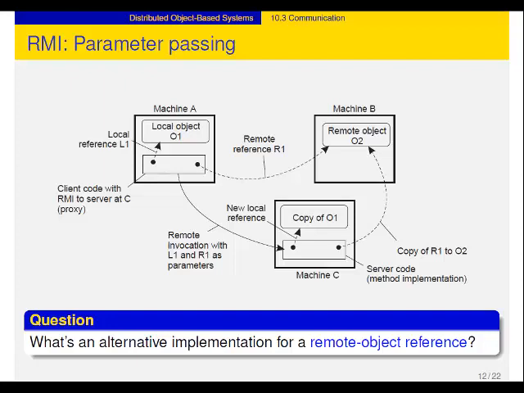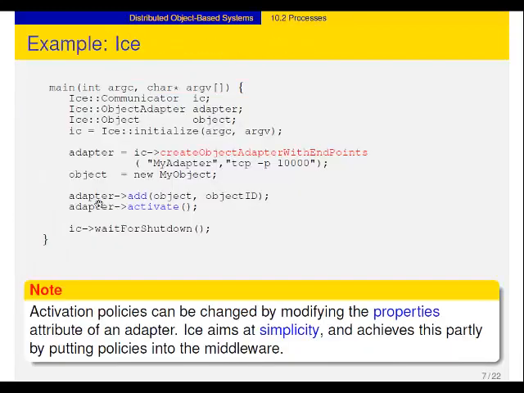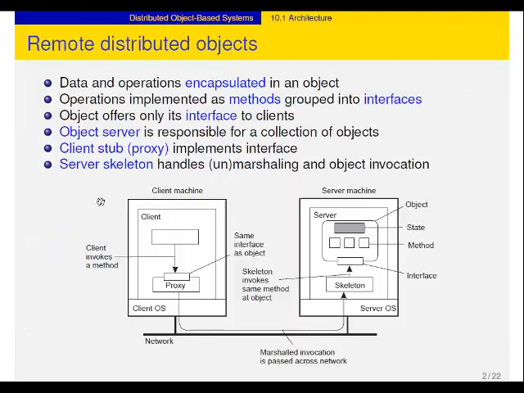If we say that object O1 is a database object or something like that, so you never want to pass it by value. No, not a database object. The answer is on this slide. Yes, the object doing the proxy stuff.